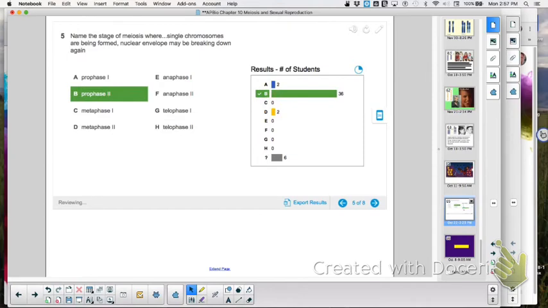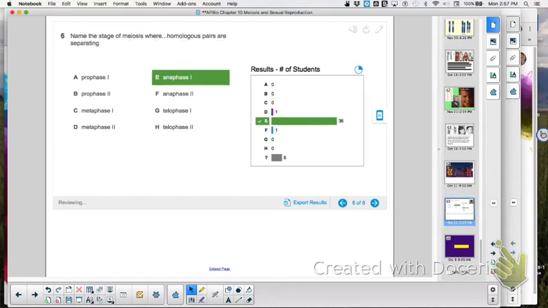Number 5, single chromosomes are being formed. Nuclear envelope breaking down again. So what stage does the nuclear envelope break down? Prophase. So then you just have to decide, is it prophase 1 or prophase 2? And since I said again, you're going to go with prophase 2. Plus you don't have any homologous pairs.